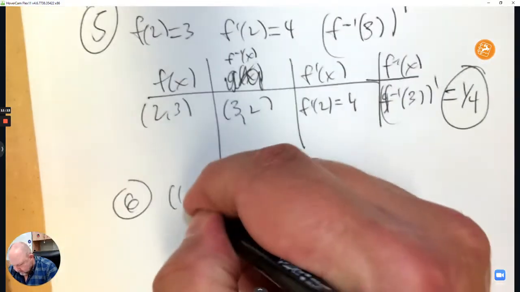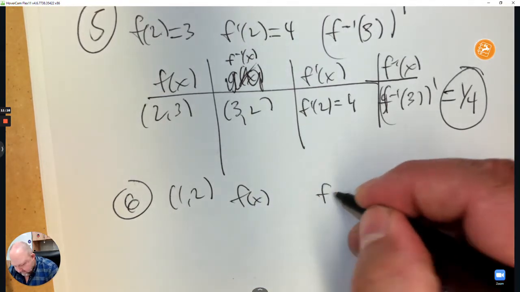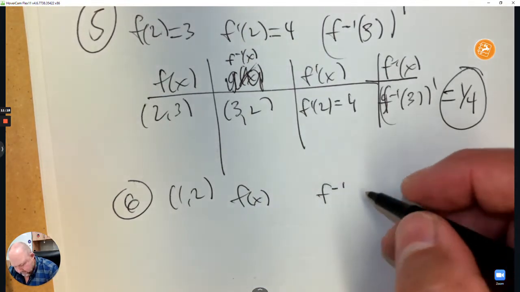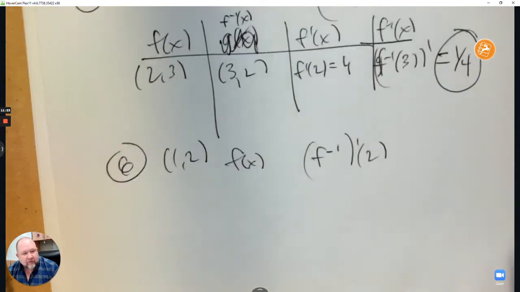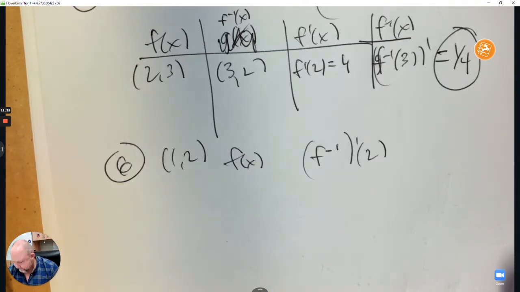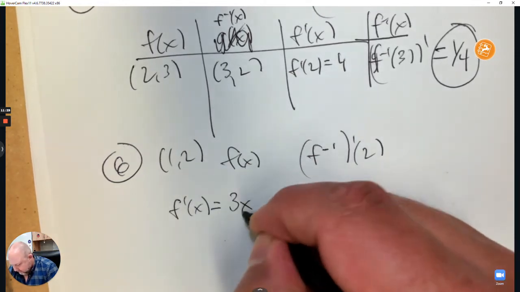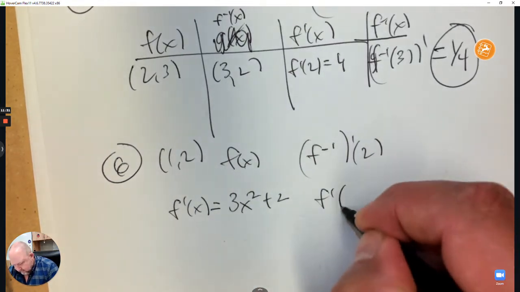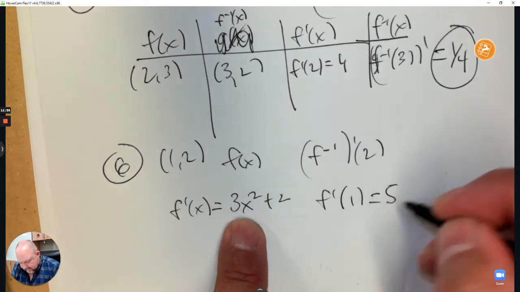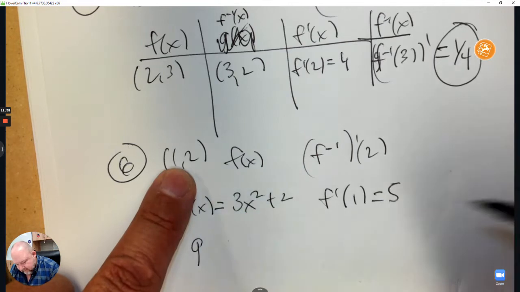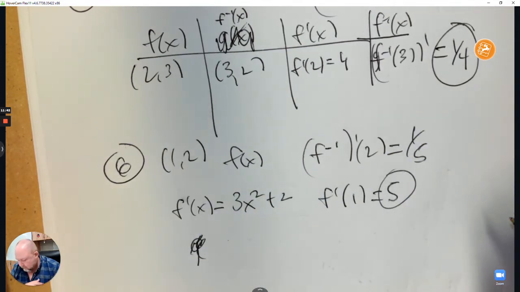Number 6. If (1, 2) is a point on f of x, then for the inverse at 2, what's the derivative of that? So first of all, what's the derivative of f of x? 3x squared plus 2. The derivative at 1 is 5. So therefore the derivative of the inverse at 2 is the reciprocal of that, which is 1/5.